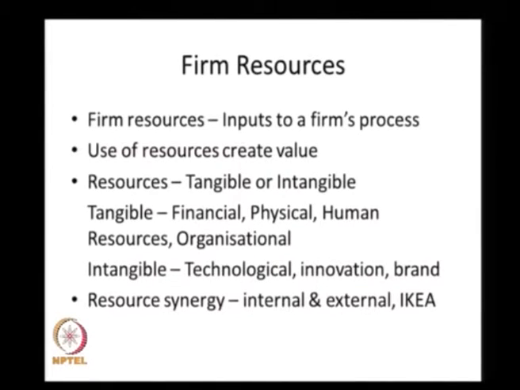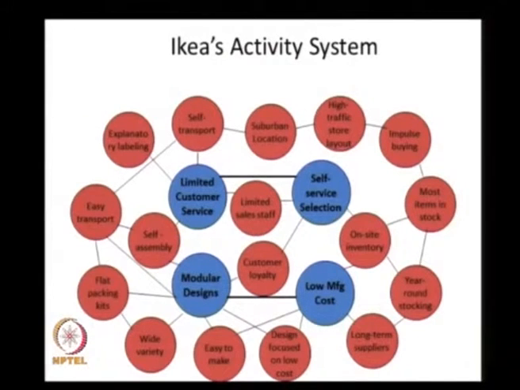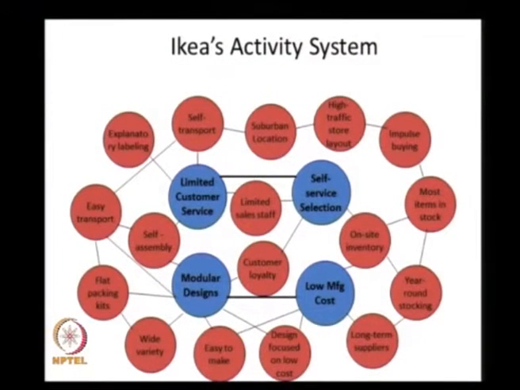But we must ensure that there is a coherent synergy amongst all these resources, tangible or intangible. And these resources can also be internal as well as external. Resources of a supplier could also be critical to a firm. If you take the example of IKEA, a world renowned furniture retailer, there are a number of resources that are linked into the value chain of IKEA, and this linkage of all these resources and the coherent synergy that exists amongst all these resources ensures that IKEA is known to be a low cost manufacturer of modular furniture with a differentiation from a customer service point of view.